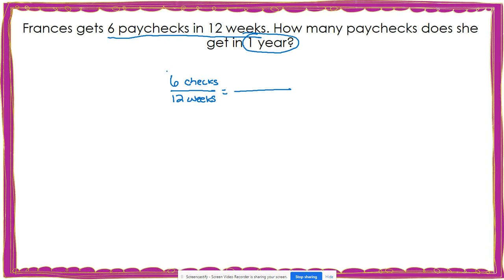The problem is when I compare, my first ratio is comparing checks to weeks. Neither of those are in years, which means if I want to put 1 year into my second ratio, I need to convert the year into weeks. Well, I'm going to use what I know about years. I know that 1 year is equal to 52 weeks. Since 1 year is equal to 52 weeks, I'm going to put 52 in the denominator of my second ratio. What I don't know is how many paychecks Frances gets, so I'm going to put x here.